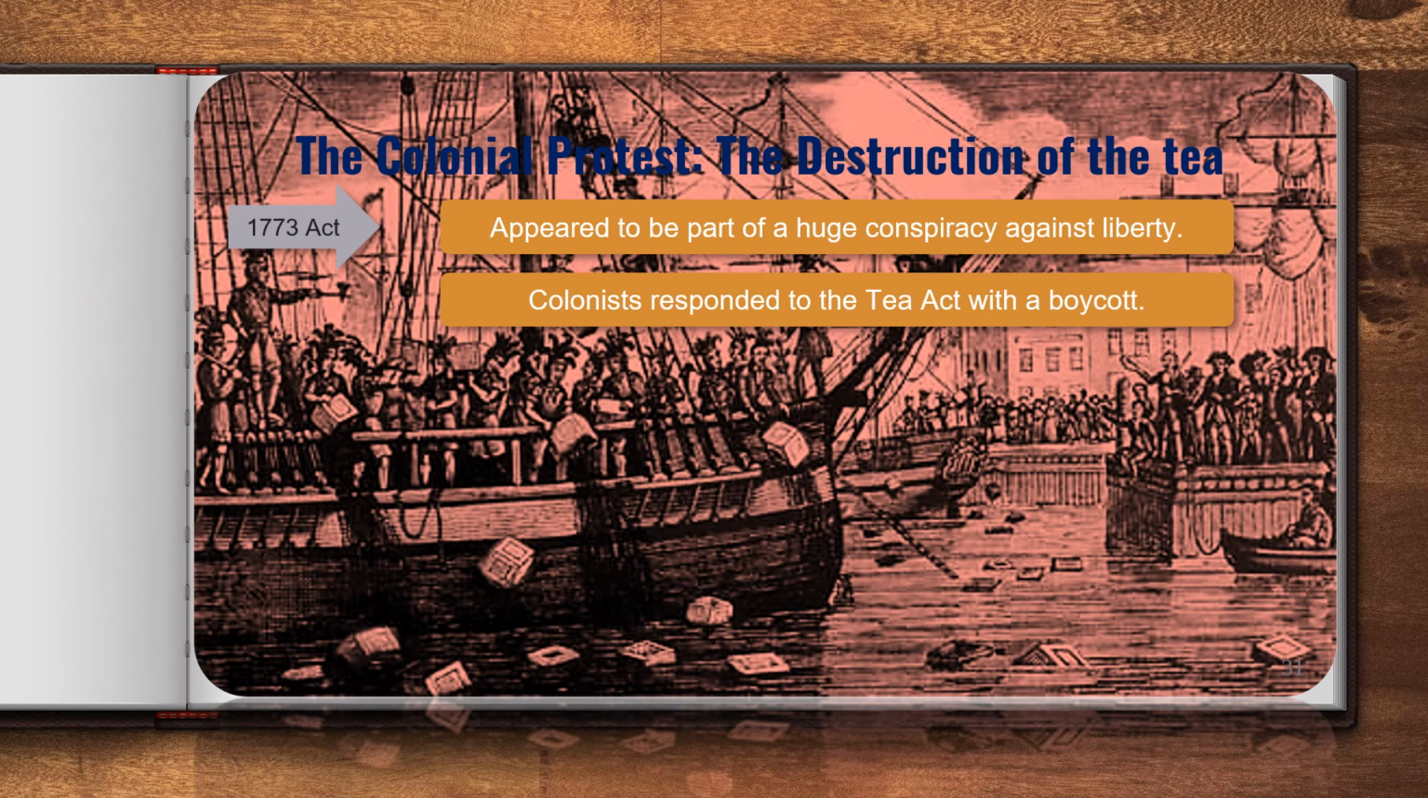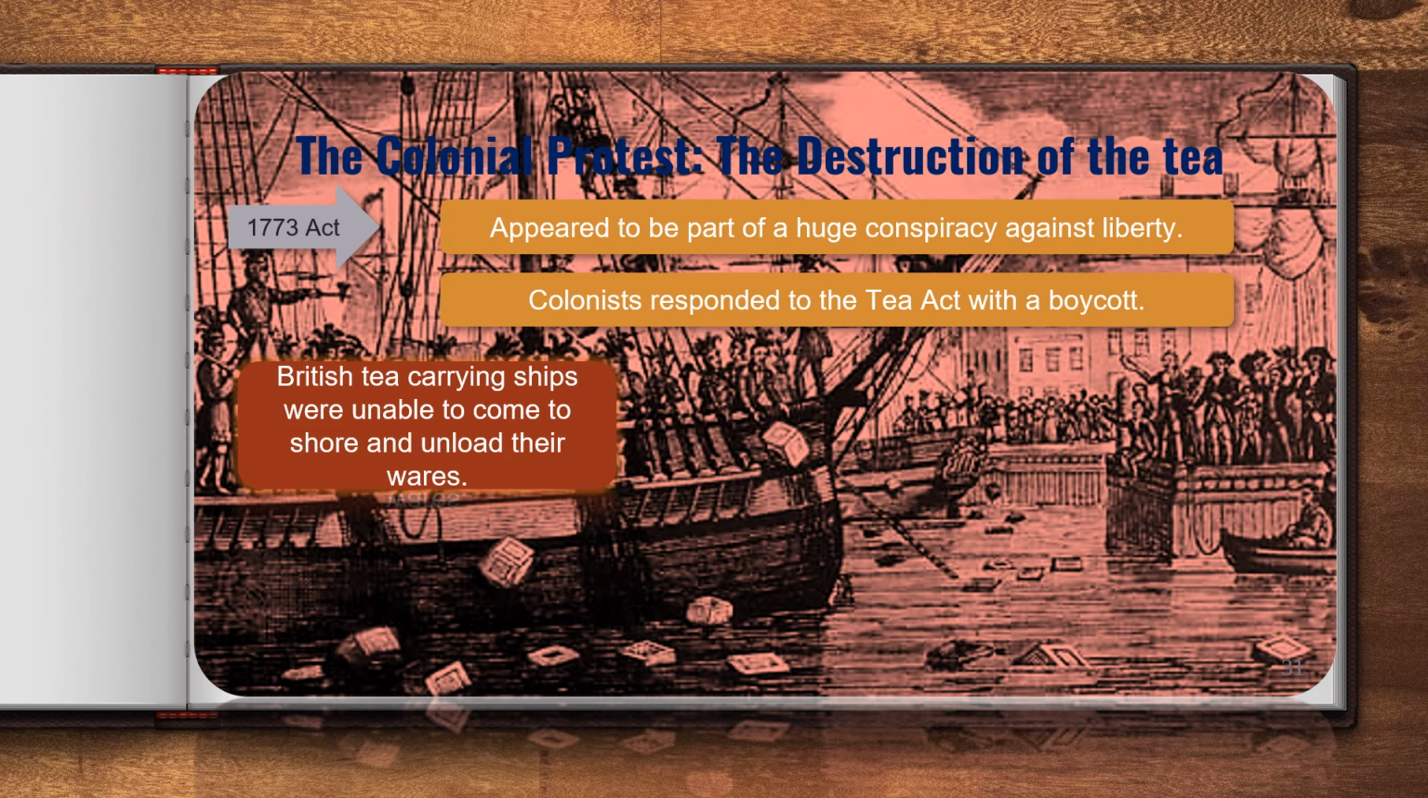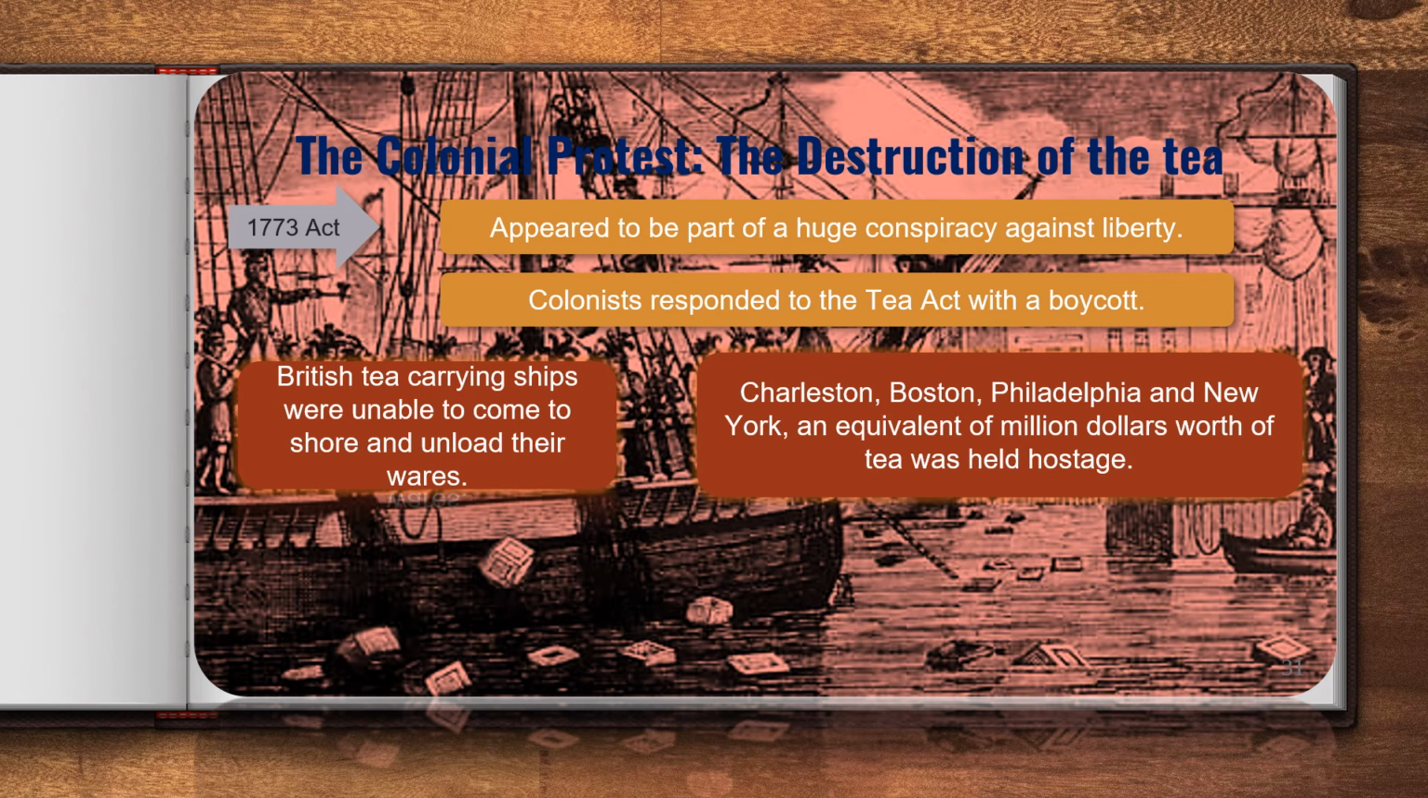Because of this act, it appeared to be proved that the corrupt members of the parliament were violating the British Constitution. So the committees of correspondence also helped to coordinate resistance in all colonial port cities up and down the East Coast, para kanang maharangan nila nga ma-unload ang mga British tea, because it was their way of stopping the ships, and they firstly wanted to send the ships back to Great Britain. So in Charleston, Boston, Philadelphia, and New York, an equivalent of $1 million worth of tea was held hostage.